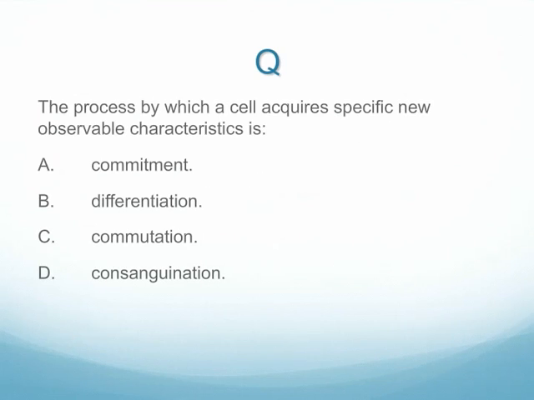And the process by which a cell acquires specific new observable characteristics is called what? Is it commitment? Is it differentiation, commutation, or consanguination? Of course, the correct answer is letter B. It's differentiation. The process by which a cell acquires specific new observable characteristics is differentiation.